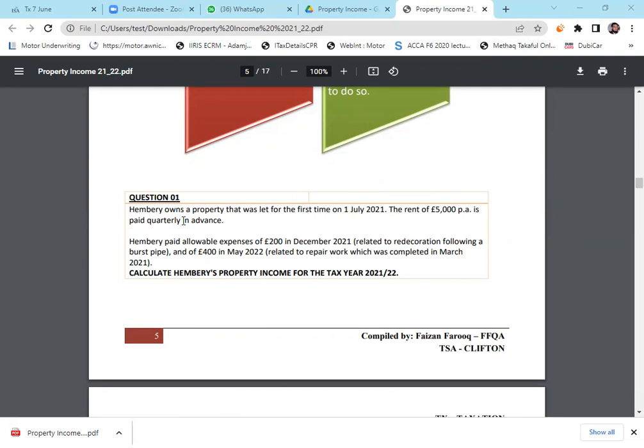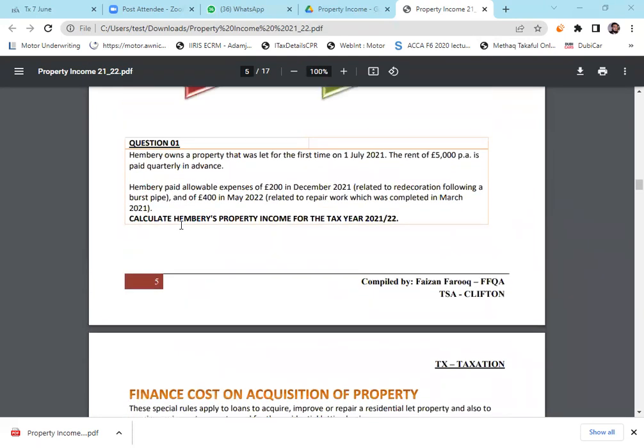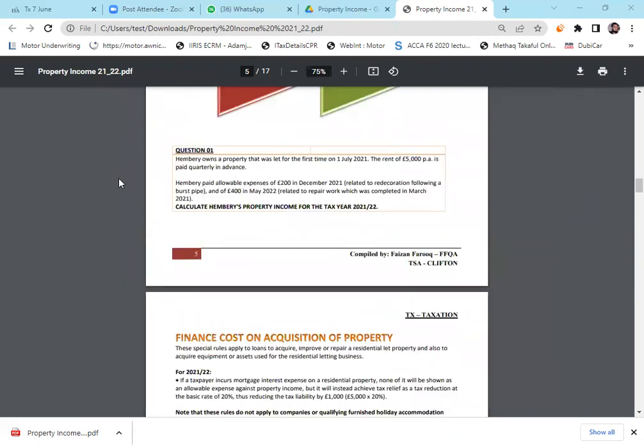Now read question number 1, please. Hamberry owns a property that was let for the first time on 1st July 2021. The rent of £5,000 per annum is paid quarterly in arrears. Hamberry paid allowable expenses of £200 in December 2021 related to redecoration following a burst pipe and £400 in May 2022 relating to repair work which was completed in March 2021. Calculate Hamberry's property income for the tax year 2021 to 2022.